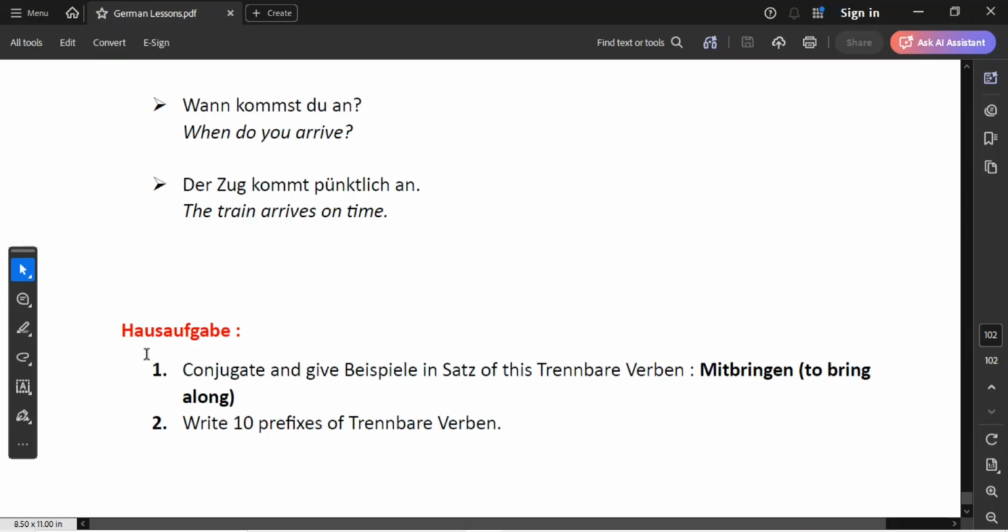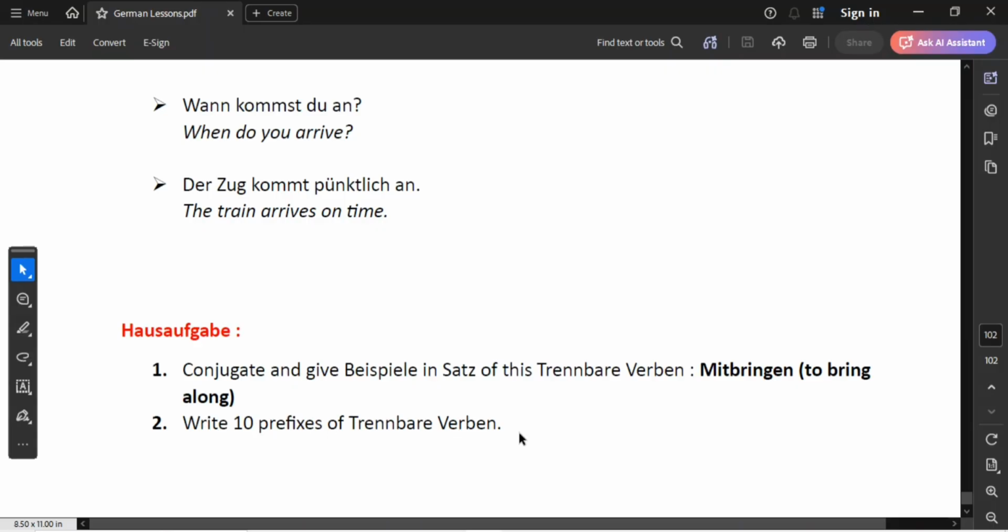So I have homework here for you. These are commonly testable questions in this area when it comes to grammar. So in question number 1 we have: conjugate and give Beispiele im Satz of this trennbare Verb. So mitbringen, and remember mitbringen means to bring along. Just like the way we have done ankommen, you do the same to this, and write your answer in the comment section.